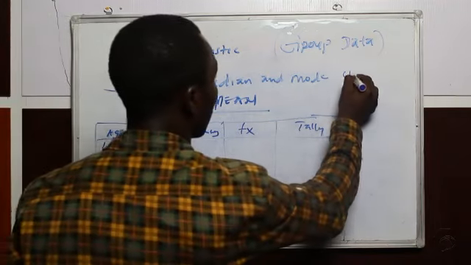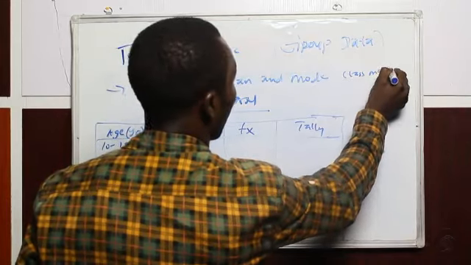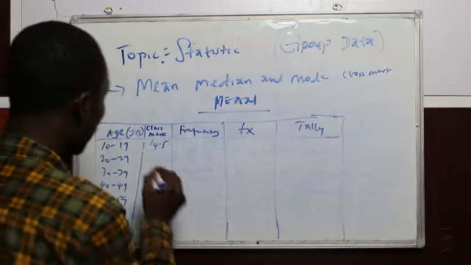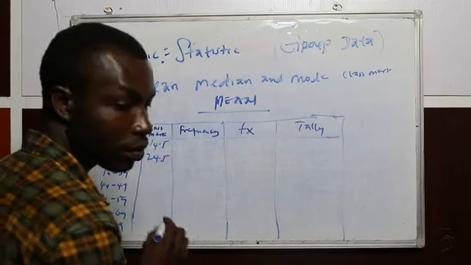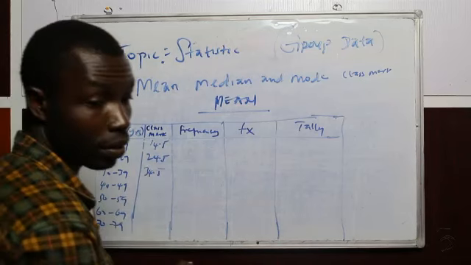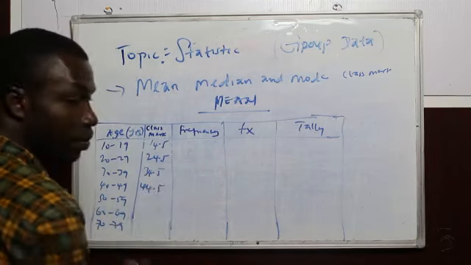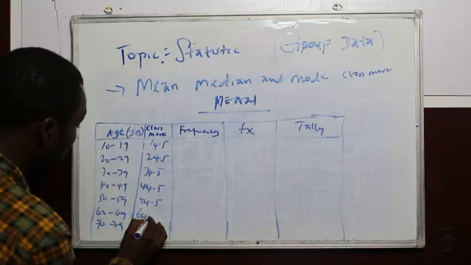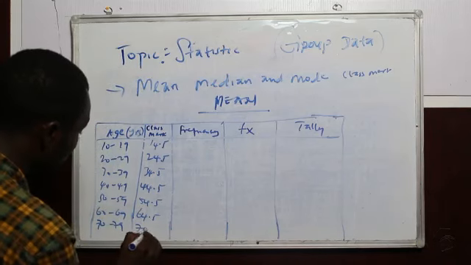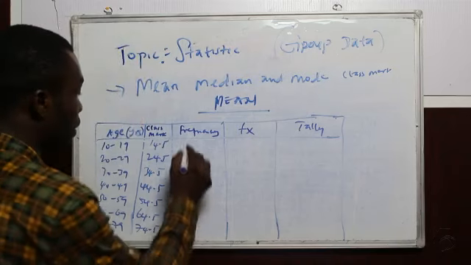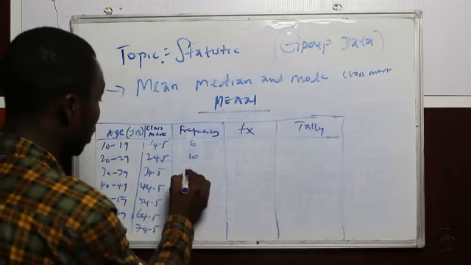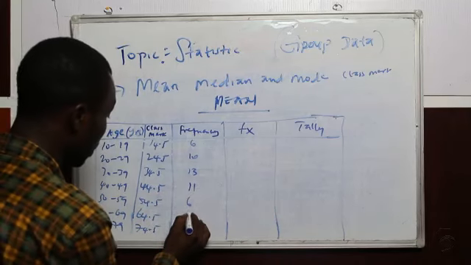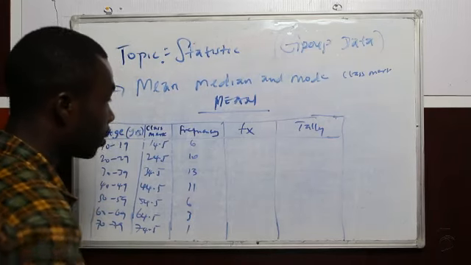Now the class mark is this. How do we calculate class mark? That is 14.5, 24.5, 34.5, 44.5, 54.5, 64.5 and 74.5. The frequency, we have 6, 10, 13, 11, 6, 3, and 1.